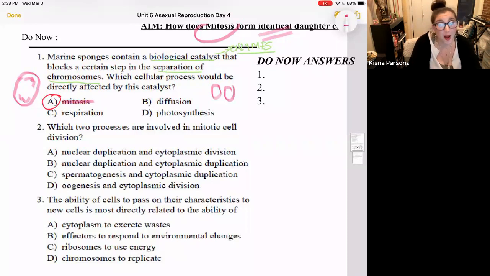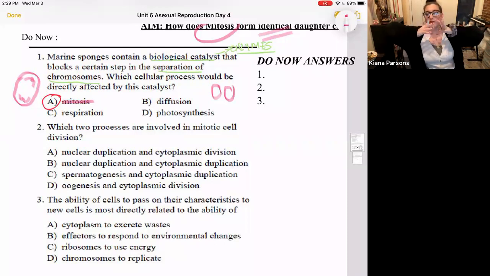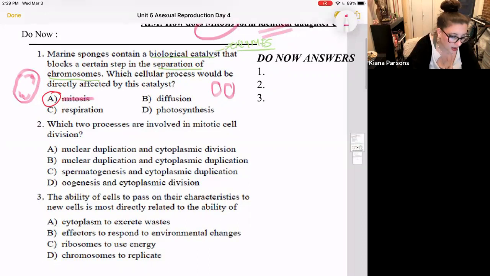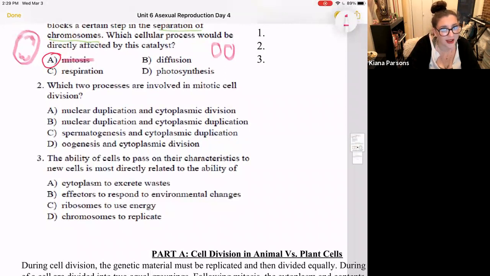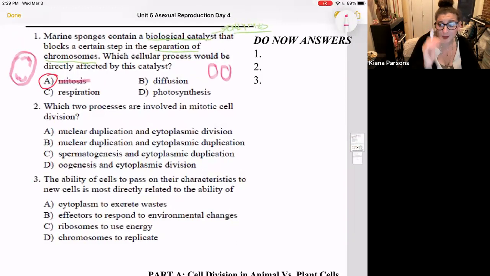And marine sponges probably have that biological catalyst because if you've ever seen a marine sponge, they form a sort of large colony of sponges via budding, and they wouldn't necessarily want to fully separate the chromosomes because they're going to be one large organism. All right, but I didn't do any further research on that, but everything else is true. So if you want to research marine sponges and come to class and tell us about why marine sponges contain a biological catalyst that blocks a certain step in the separation of chromosomes, go ahead and find an article and present it to the class for extra credit.